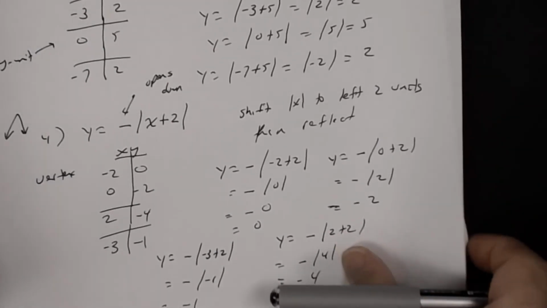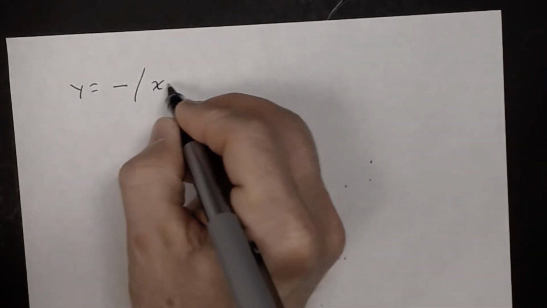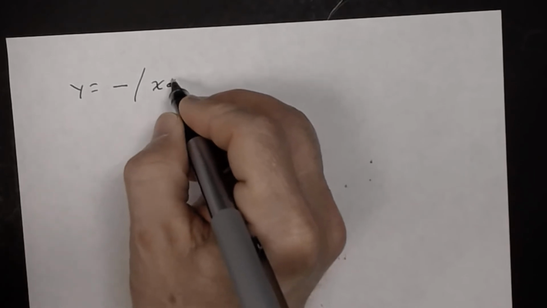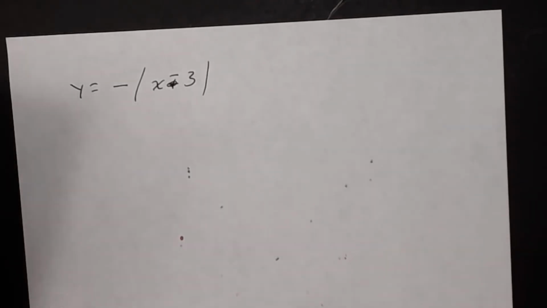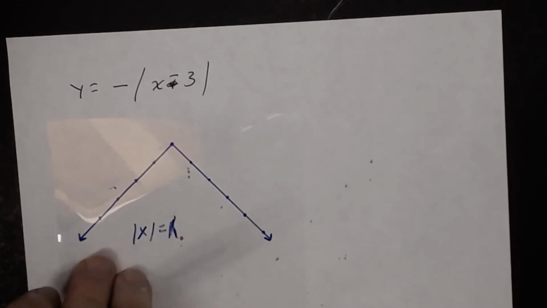Suppose in number 5, we had this. Suppose we have the opposite of the absolute value of x minus 3. The absolute value of x minus 3. Okay, so remember, this is a reflection, so you know your graph, your absolute value, the v is going to be pointing down, right? So it looks something like this.